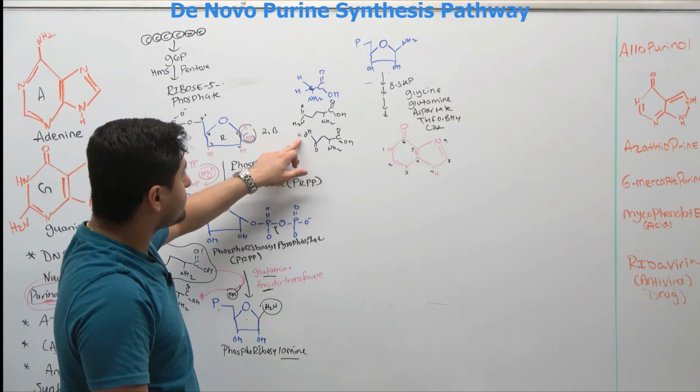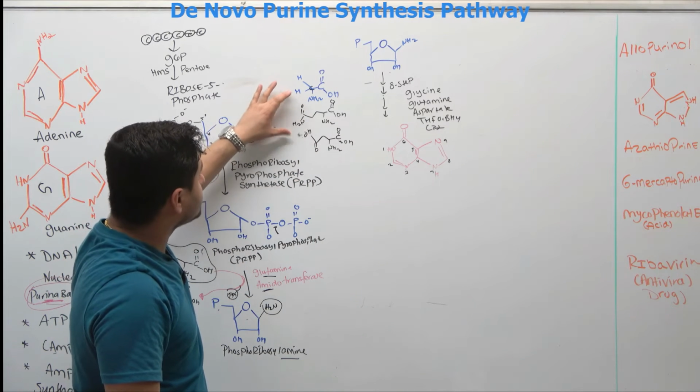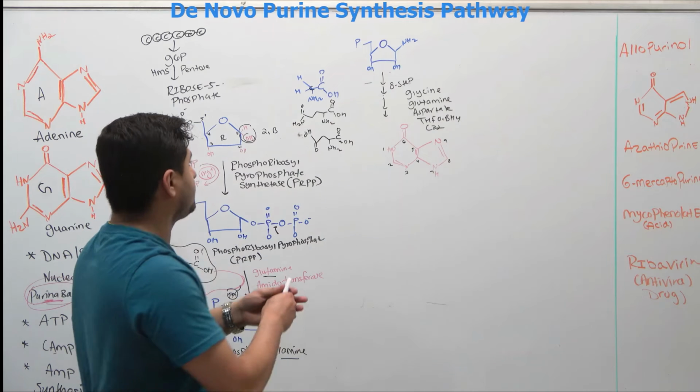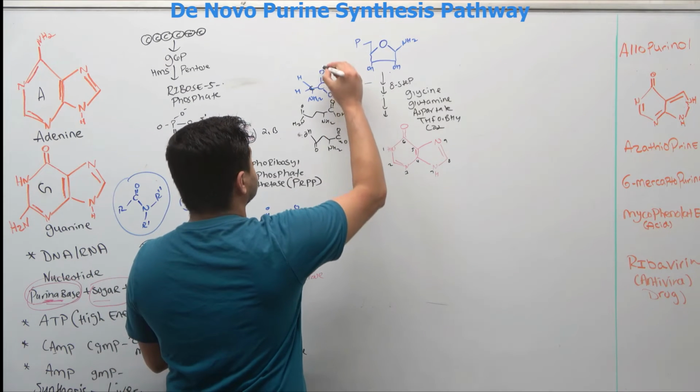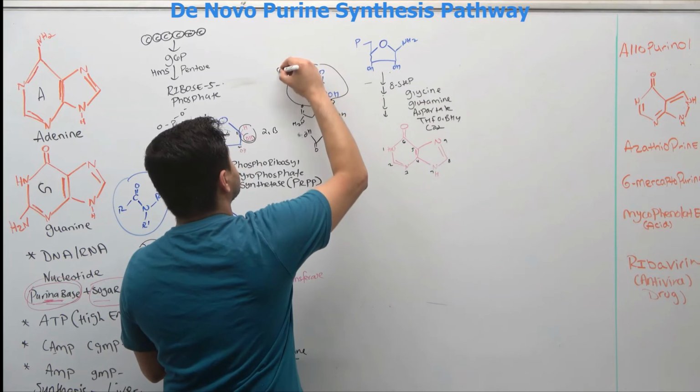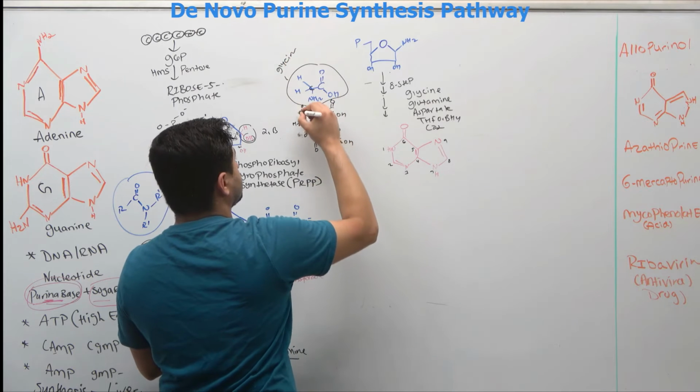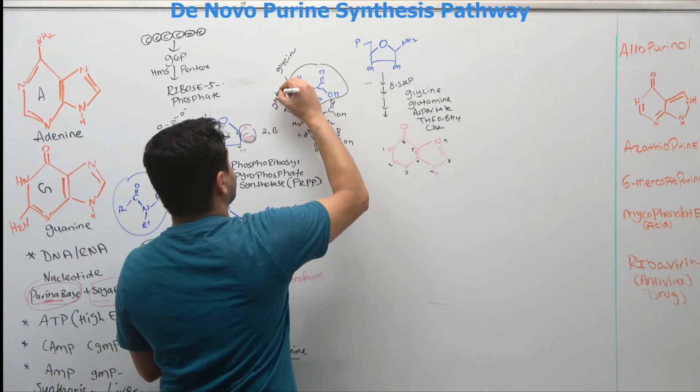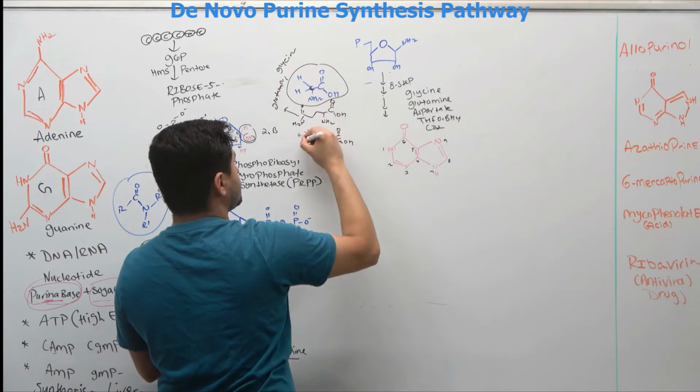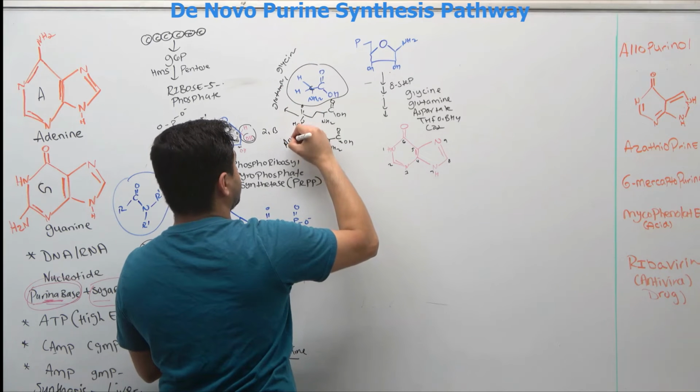So think about this. These are different types of structures. This is your glycine compound. This is your glutamine. And this is your aspartate.